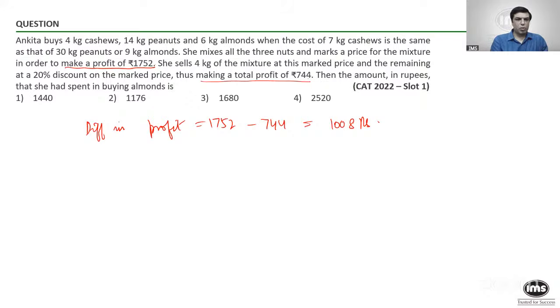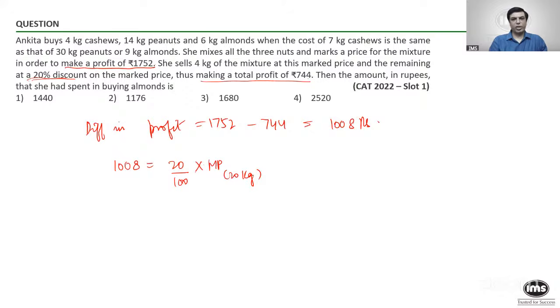Because she has offered a discount. So what can I say? Whatever discount she offered, that is the less profit that she has got. So she has got 1008 rupees less than what she expected. That has to be the discount that she has offered, which means this 1008 rupees is nothing but the 20% discount that she has offered. So this is nothing but 20% of the marked price of 20 kg.